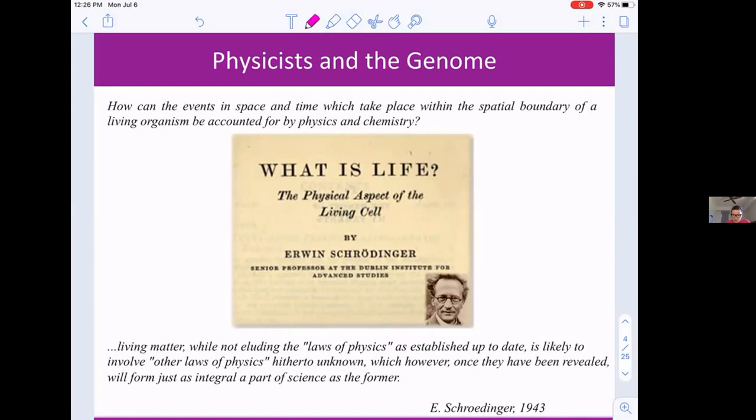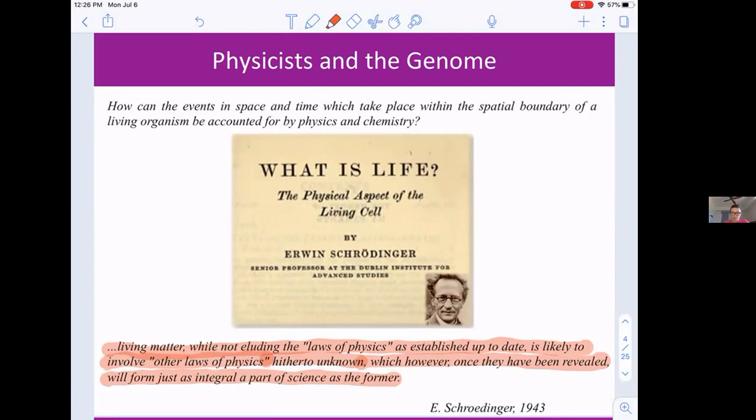He even has this beautiful statement in his book that I like to cite here. You see here: living matter, while not eluding the laws of physics as established up to date, is likely to involve other laws of physics hitherto unknown, which, however, once they have been revealed, will form just as integral a part of science as the former.